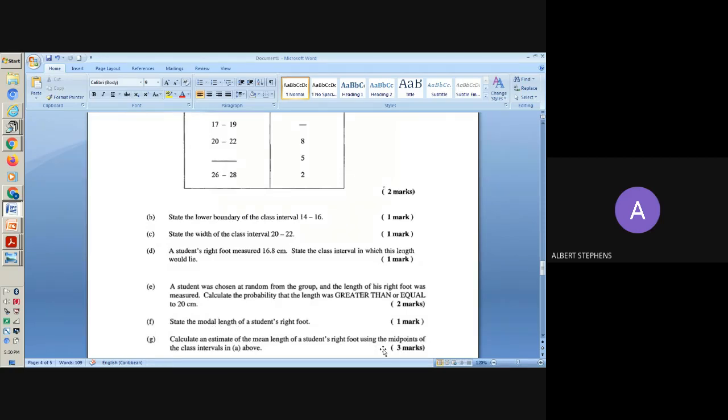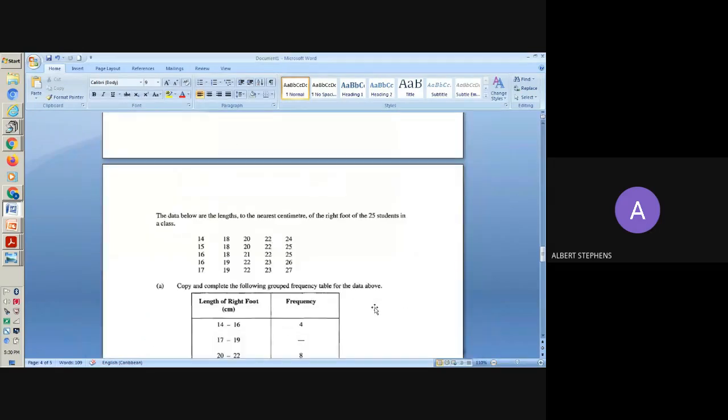It says calculate an estimate of the mean of the students' right foot. Class, how are we going to do this now? They want the average. Who wants to tell me what the first thing we're going to do is?